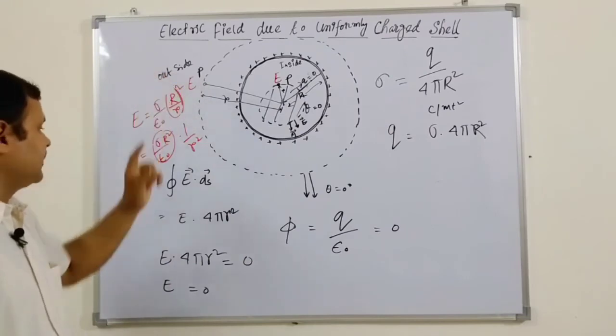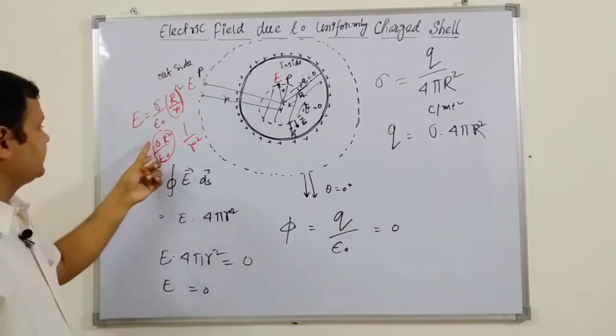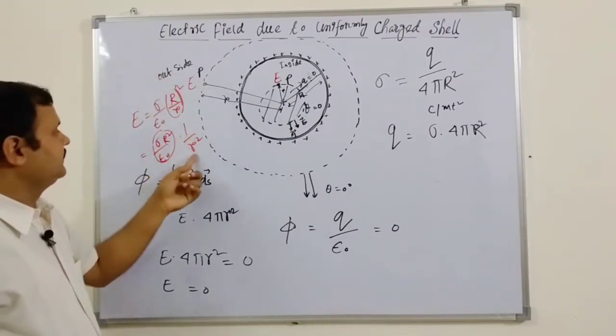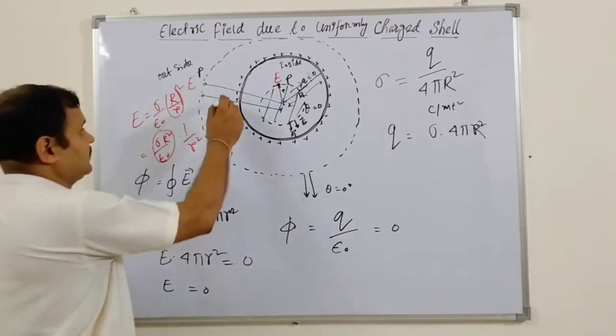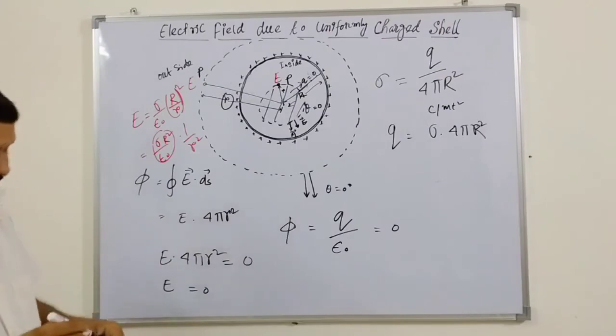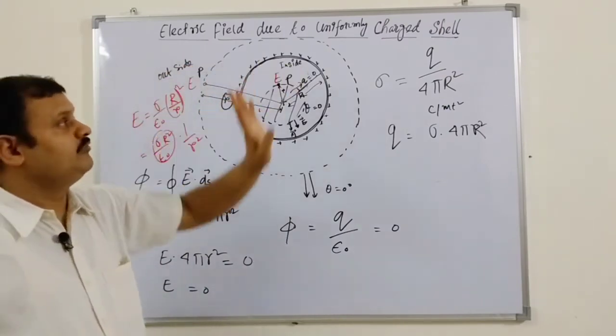And in case of outside, this is sigma r square over epsilon naught, times 1 over r square, the inverse of the distance r squared. So this is the case for the electrical field due to a uniformly charged cell.